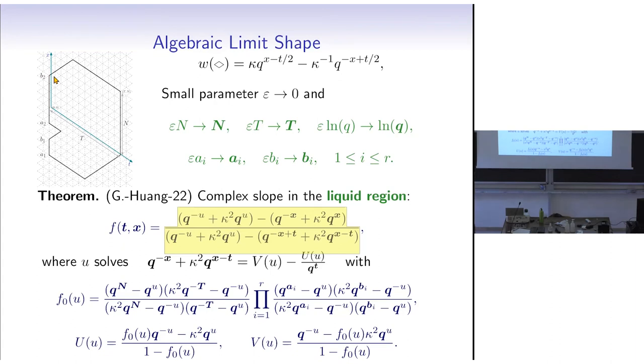Yeah, that's a good question. So the densities will have a square root type singularity. It's like in the Wigner semicircle law.